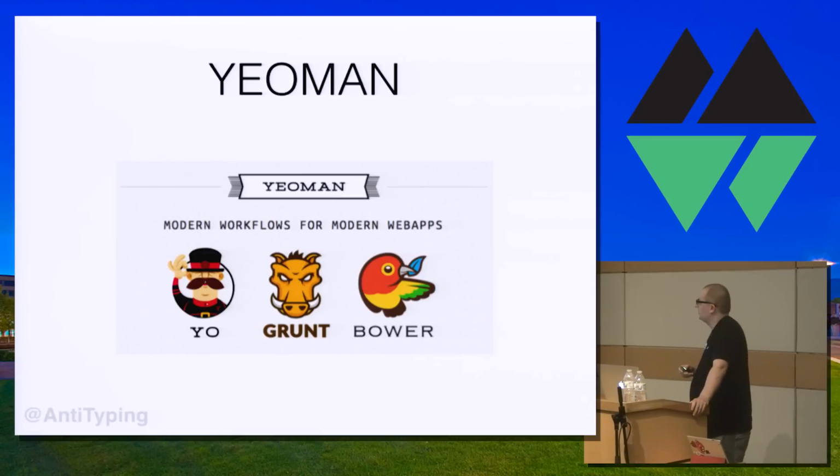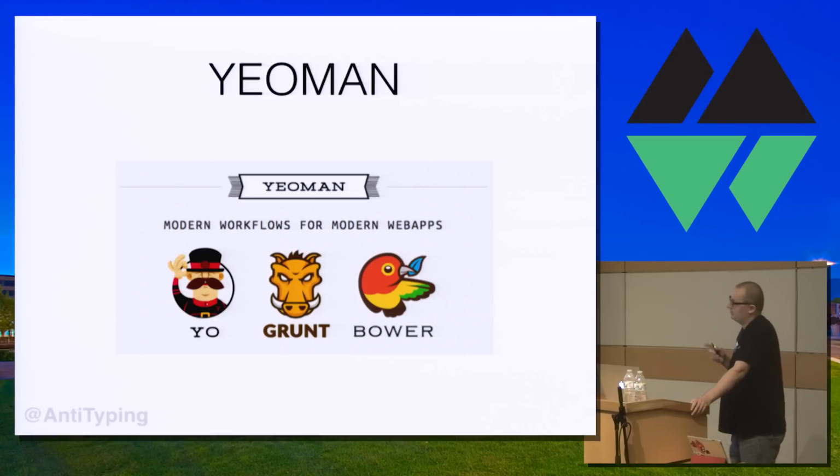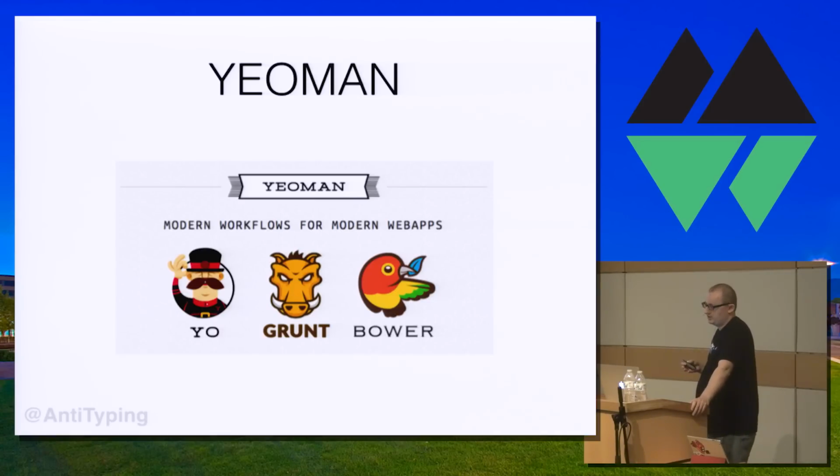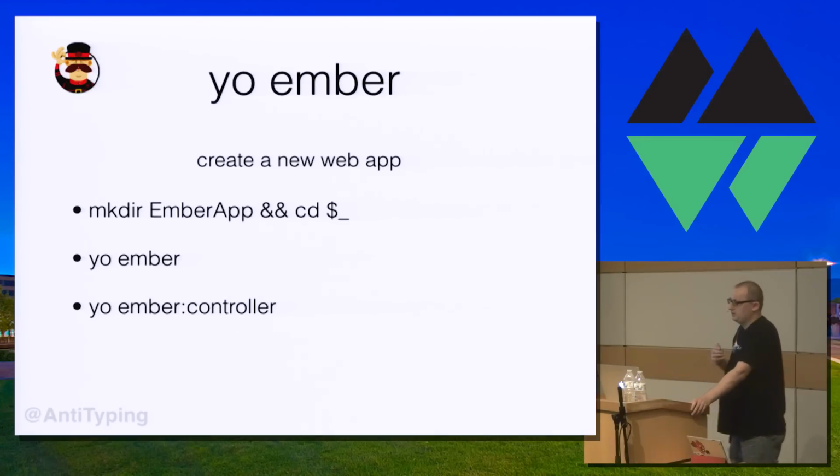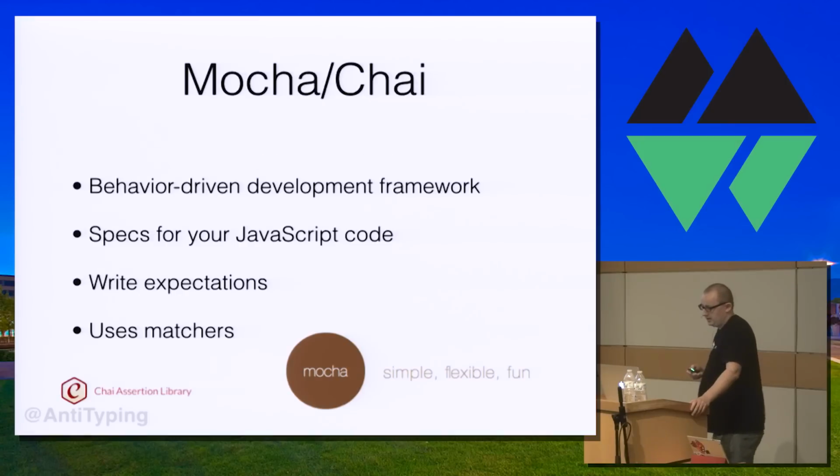Okay, so for this project, I actually used Yeoman. It's really a composite of three tools: Yeoman for generation of the folder structure and the code, Grunt for running all the tasks, and Bower for managing the dependencies. Installation is very easy. You just install Node, then you install Yeoman, and then the Ember generator. And if you want to create a new Ember application from scratch, all you have to do is pretty much create a folder, run the Ember generator, and then you can start generating controllers and models, etc.